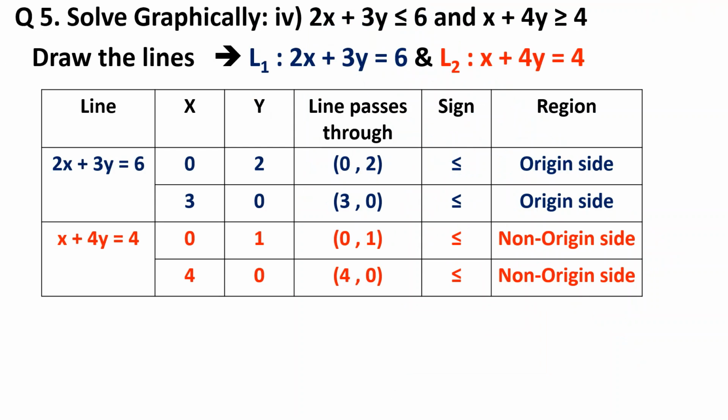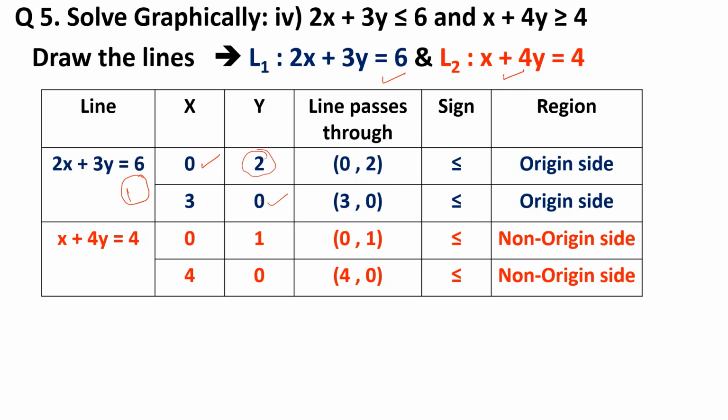Fourth problem that we have, that is 2x plus 3y less than or equal to 6 and x plus 4y greater than or equal to 4. So consider the two equations of the lines as equalities. This is my first equation, 2x plus 3y is equal to 6. So if I put x is equal to 0, 3y is equal to 6, y I get is equal to 2.